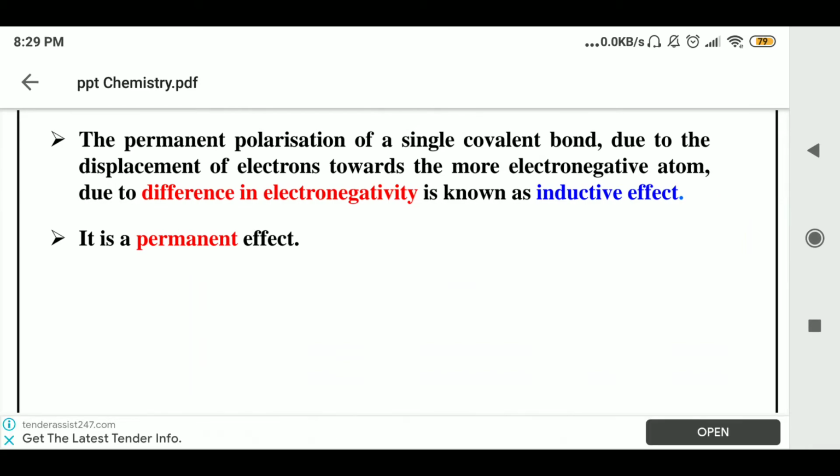Yes, here on this slide, sorry, in between the slides got deflected. So what I was talking about is the inductive effect: there are certain groups which absorb or attract the electron, and there are certain groups which oppose, that is, which push the electron. And it is a permanent effect.